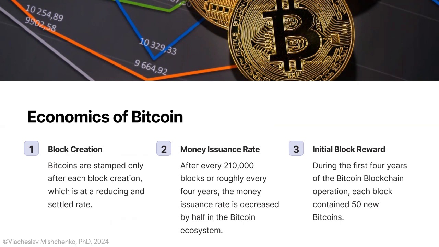This systematic reduction in the rate of new Bitcoin creation is what economists call a disinflationary model. It's completely different from traditional currencies, where central banks, for example, can create new money at will. In the Bitcoin case, the rules are set in stone from the beginning, creating what I believe to be one of the most sophisticated monetary policies ever designed.